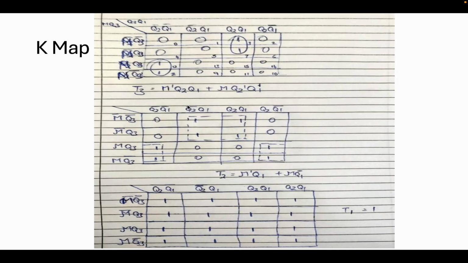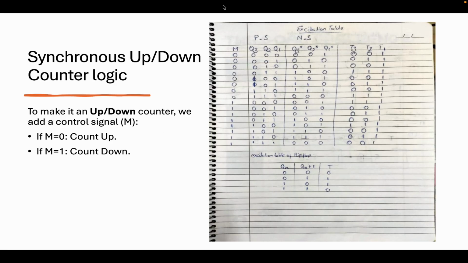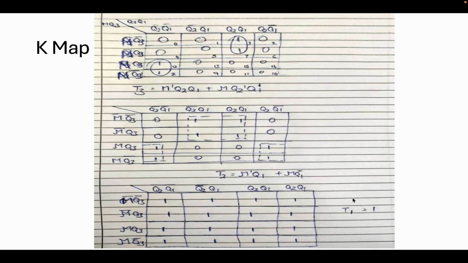In a similar way, we'll try to solve T2 and T1. For T1, since we have all the cells as 1, your T1 value will be 1. No need to write a K-map, but just write it down. Here again, you will write the same way. Here what happens is you will get 4 ones. We call it a quad. Here Q2 bar Q1 and Q2 Q1, so Q2 bar and Q2 will go. We are left with Q1. And here we are left with M bar. So it becomes M bar Q1. Similarly, here again you get a quad and you get M Q1 bar.